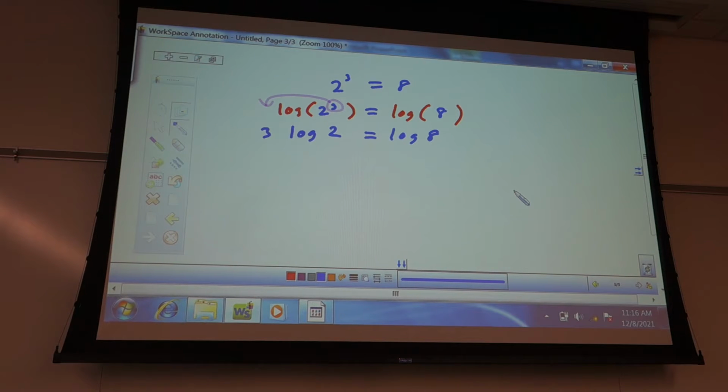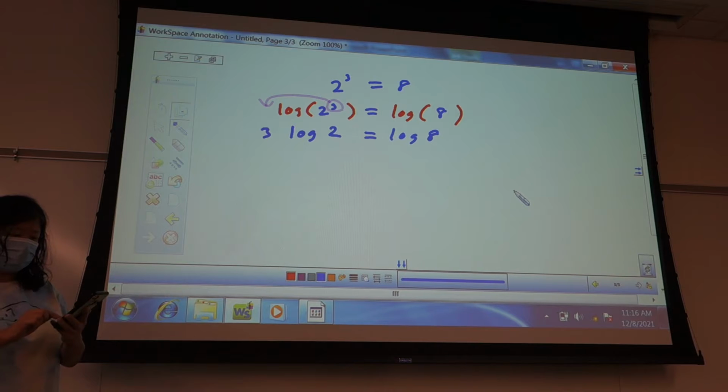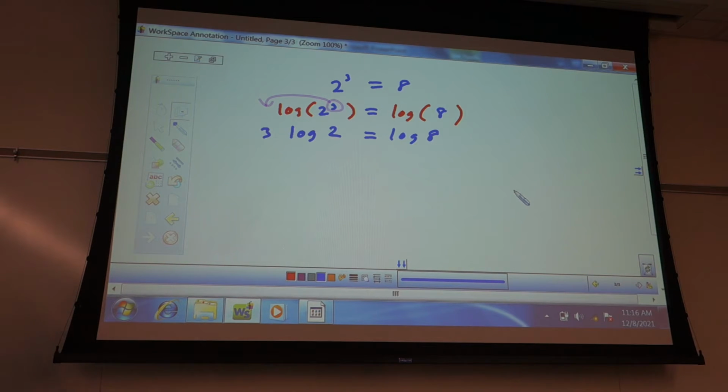Okay, so I want everybody to bust out your calculators and find the log of 2. Hit log 2. I don't know about your calculator. You get 0.301? Okay, so 3 times 0.301, and then I would find log of 8. Log 8. What do you get? 0.903.